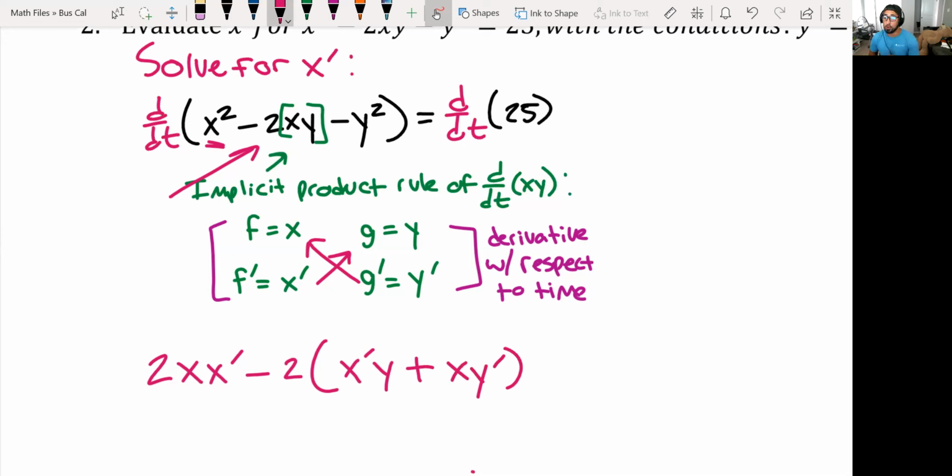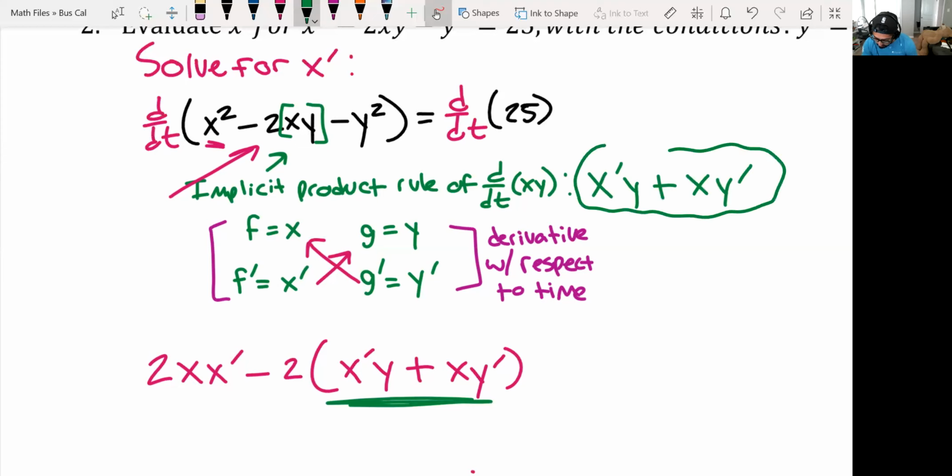x y prime. Okay, let's take a pause for a moment, and let's save this somewhere to save you some time later on. So the implicit product rule of x times y is x prime y plus x y prime. All right, so save that somewhere. Well, it's in your notes. So that's where it's saved, right?